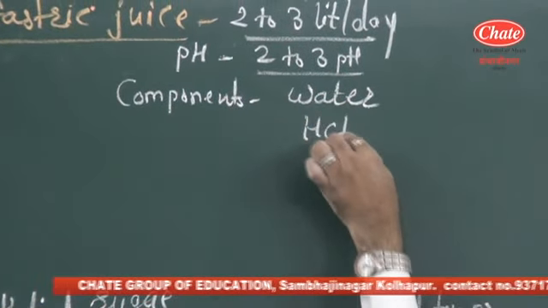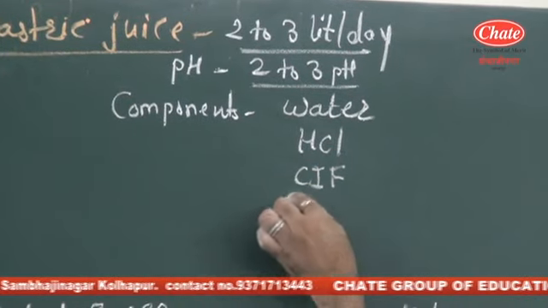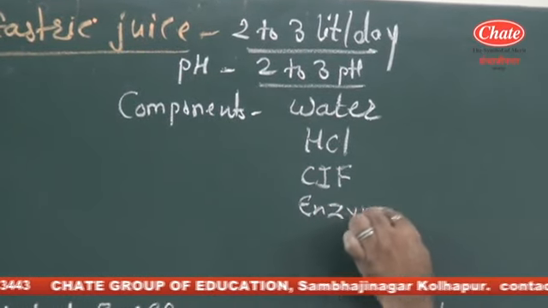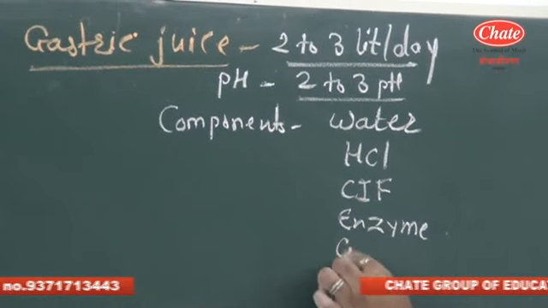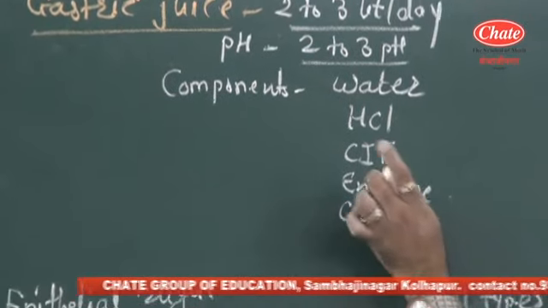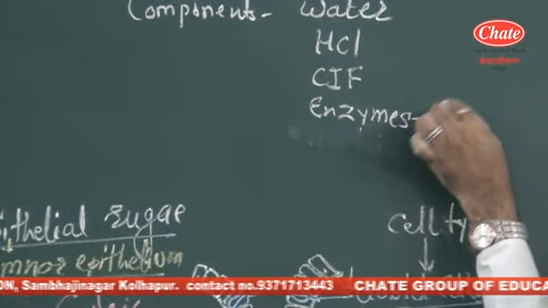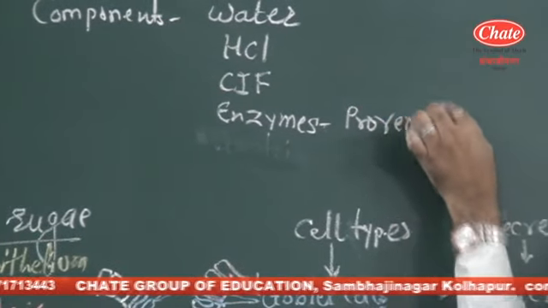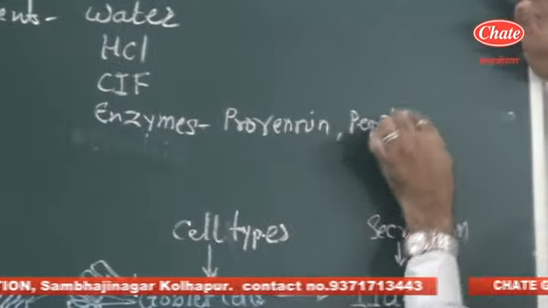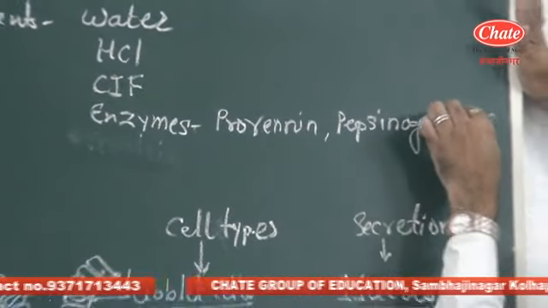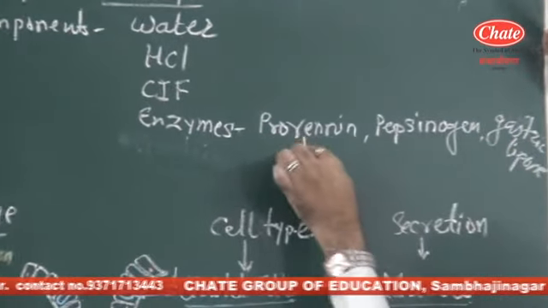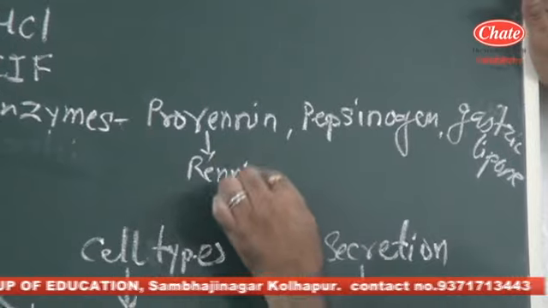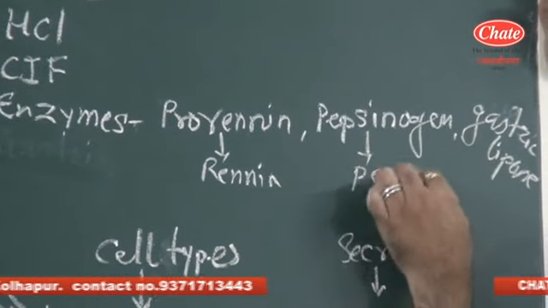HCl, CIF, and enzymes like prorenin, pepsinogen, and gastric lipase. This prorenin gets converted into renin, and pepsinogen gets converted into pepsin. So the gastric juice contains enzymes, CIF, HCl, and water.